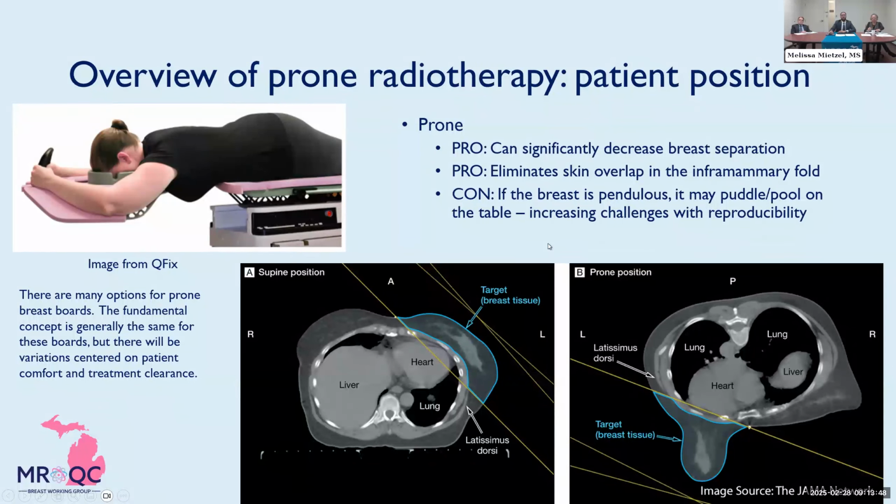And another benefit of prone is that it also eliminates skin overlap in the inframammary fold. However, if the breast is pendulous or significantly pendulous, it may puddle or pull on the table, increasing the challenges with reproducibility.